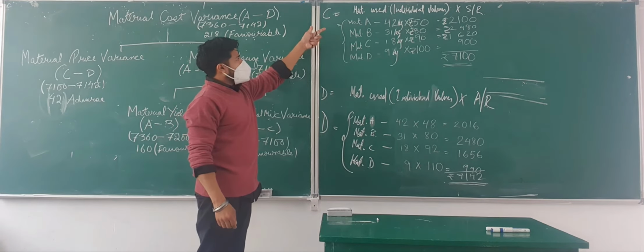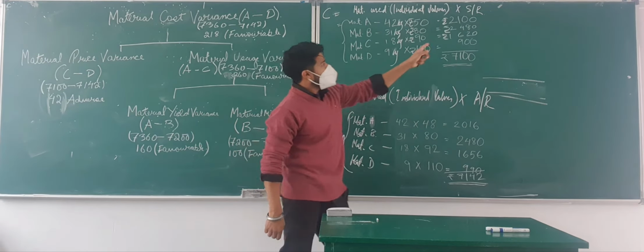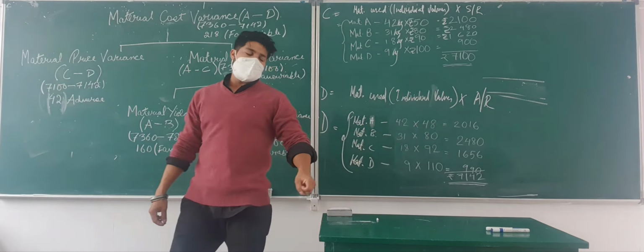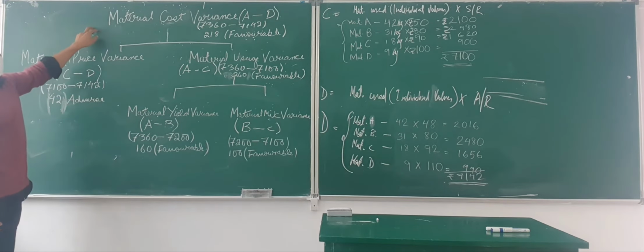This is very easy to remember. If you remember the formula for C, you can remember the formula for D, because in place of standard rate, only actual rate will come. Is it okay? This is the only change, and you can calculate D also. Once you're done with that, draw the flow chart.